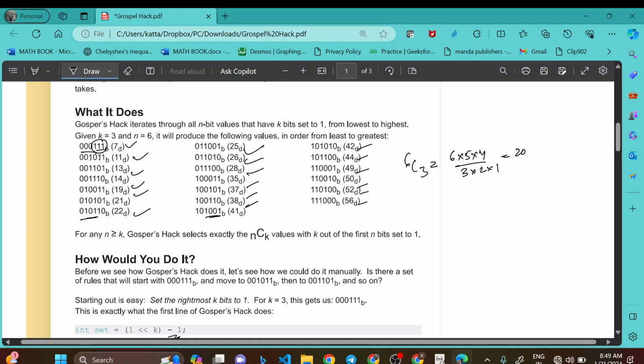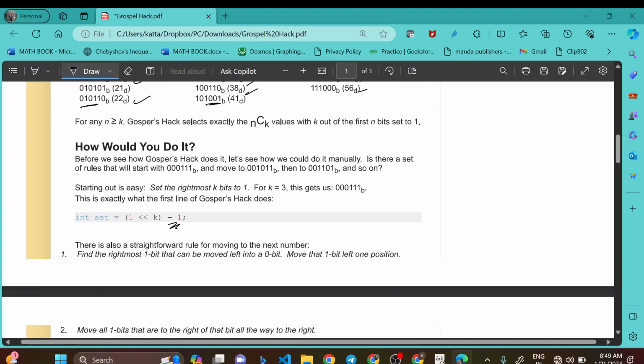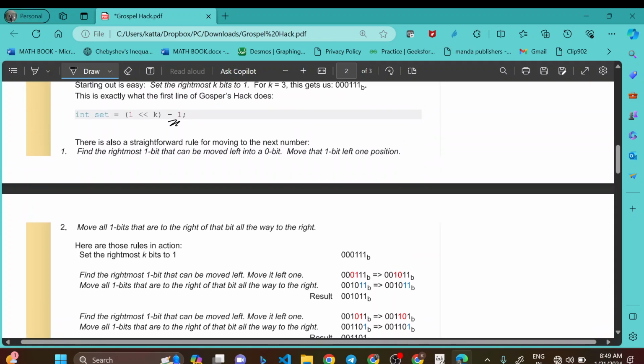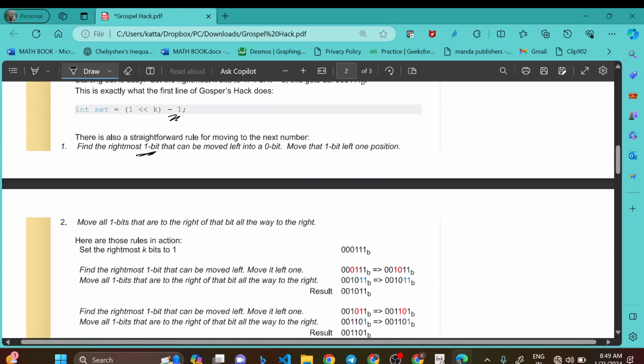And from there we need to generate all the other combinations possible. So how are we going to generate? This is the procedure, okay? Find the rightmost one bit that can be moved left into a 0 bit. Move that one bit left one position, and move all the one bits that are to the right of that bit all the way to the right. These are the two steps that you need to do.